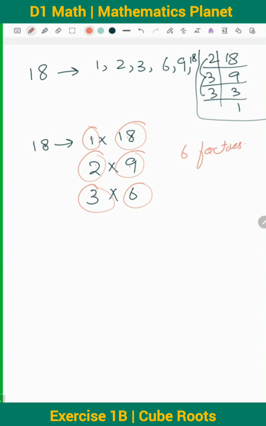Miss, in this way, we get all the factors. Yes. Okay. What are the factors of 30? 1 times 30. Okay. 2 times.